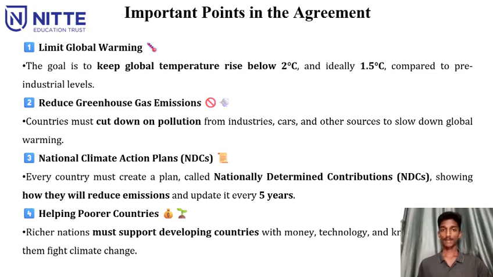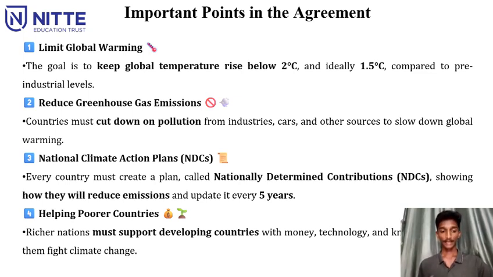National Climate Action Plans, or NDCs. Each country creates a plan to lower emissions called Nationally Determined Contributions, NDCs, showing how they will reduce emissions, and update it every 5 years. Every nation has to come up with an action plan, implement it, and write reports on how it was before and how it was after. This would speed up the process and help us understand where we are lacking and need improvement.